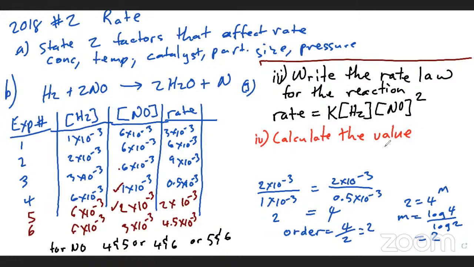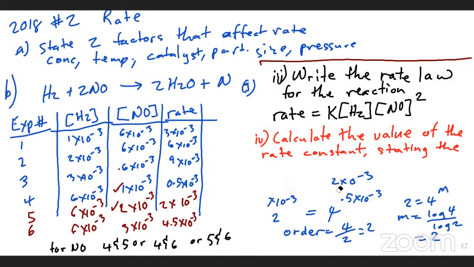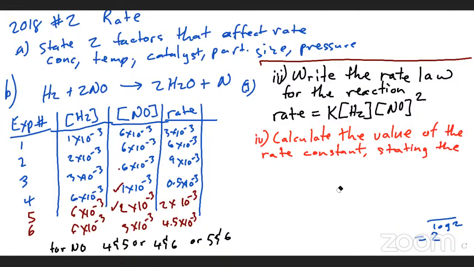Calculate the value of the rate constant. Sir, for this, I just use like one of the experiments, then, right? That is correct. So you use any experiment, and your answer should be the same. If you want to know if it is correct, you can do 2 experiments. If you don't get the same answer for K, you did something wrong.